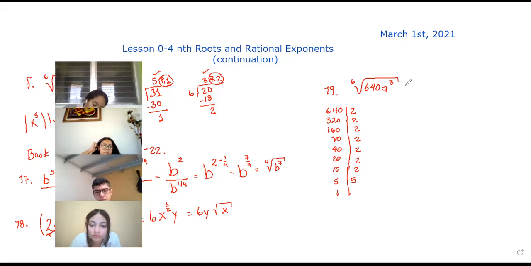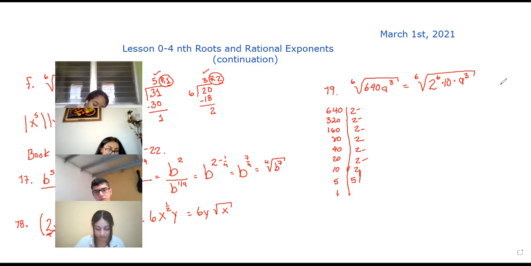So let's see. We can rewrite this as 1, 2, 3, 4, 5, 6. Yes, 2 to the power of 6 times 10, because 2 times 5 is 10, times a to the cube. Now listen, when the power is less than the index, there's nothing you can do. You cannot take it out. That means that I can rewrite this as 2, because this one can leave, but these will have to stay inside. 2 times the 6th root of 10 a to the cube.